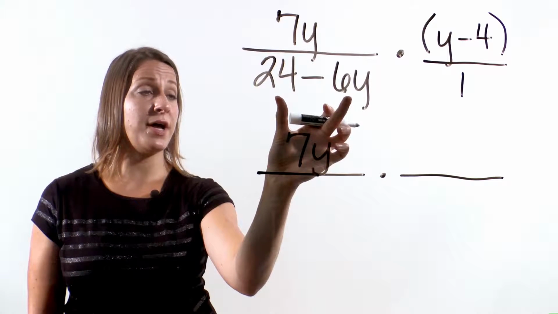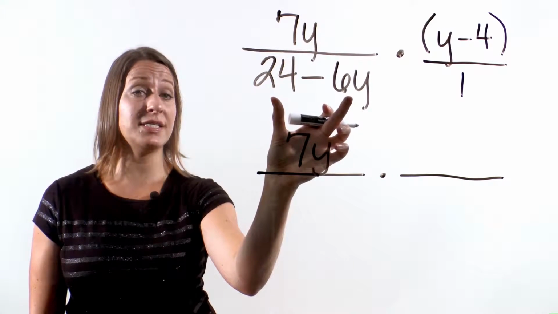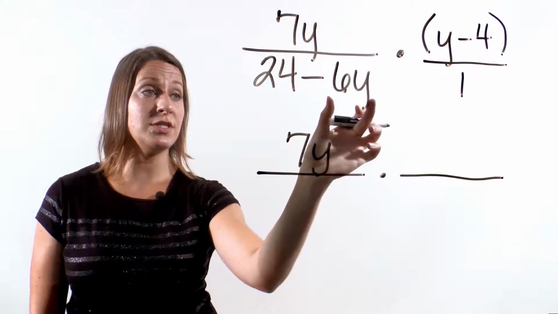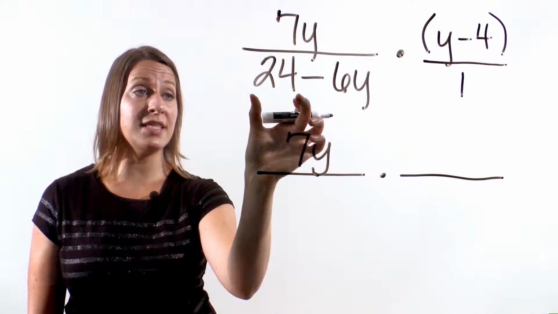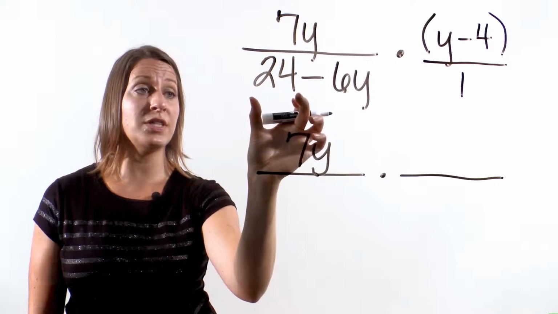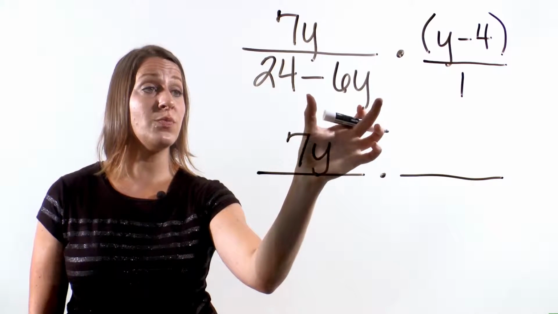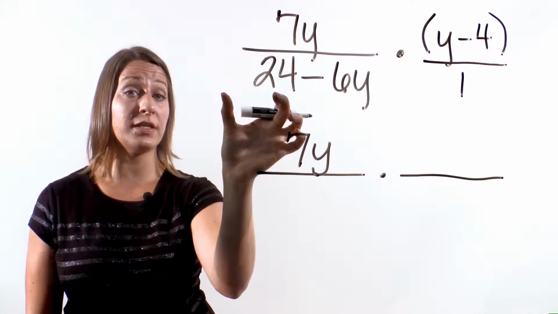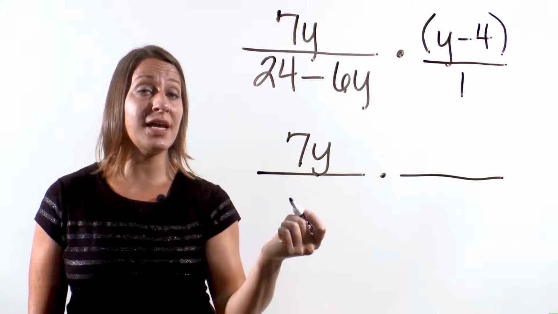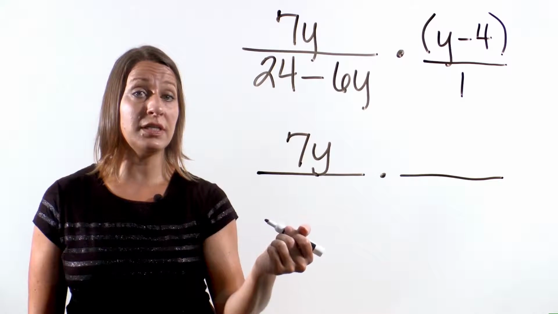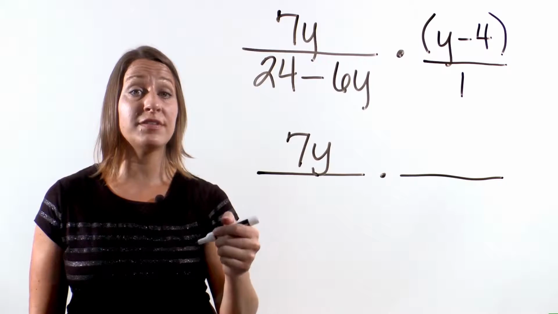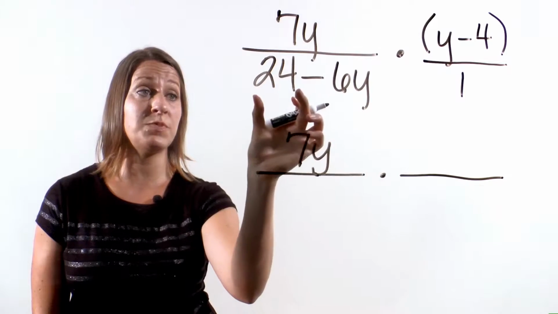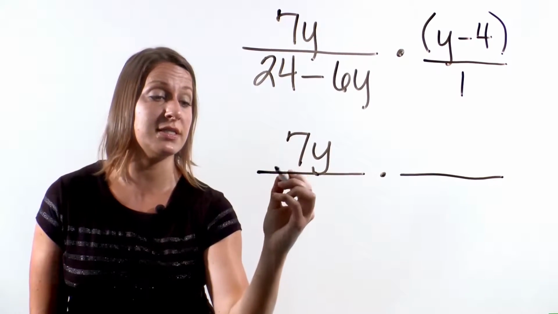Take a look at this binomial, 24 minus 6y. Do you see that it's not in descending order? Do you see that the y term comes second and then the constant? So we definitely need to put this in descending order, but when we do, we would move this entire negative 6y to the front. And remember, we cannot have a negative leading coefficient, and so we're going to have to factor a negative 6 out. And we chose 6 because 24 is also divisible by 6.